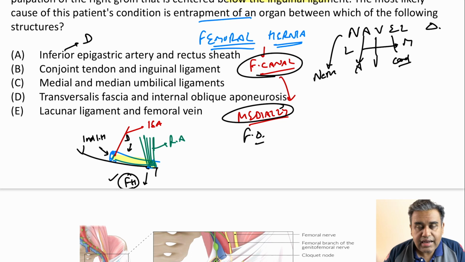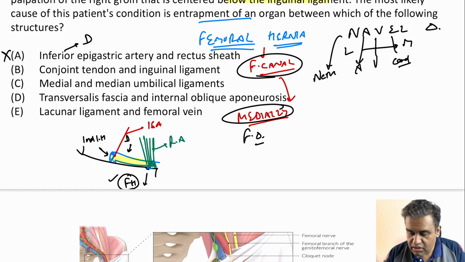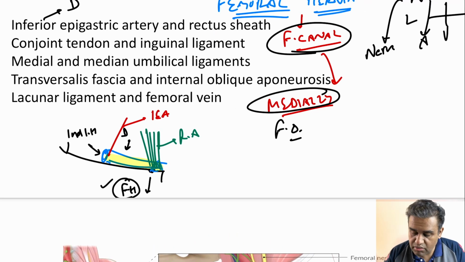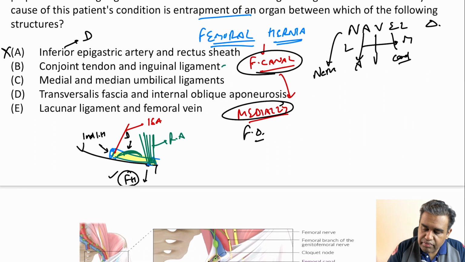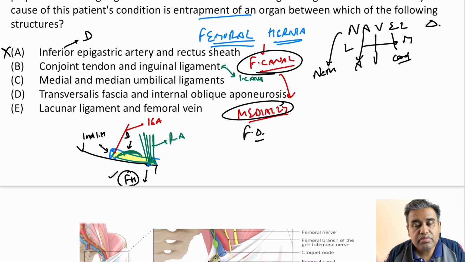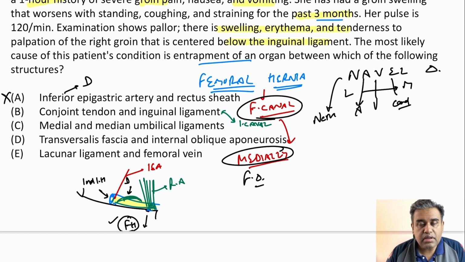Option B is conjoined tendon and inguinal ligament. The conjoined tendon is a mixture of the internal oblique and transversus abdominis, and that forms a roof. So between the conjoined tendon and the inguinal ligament, we have the inguinal canal. This is the region where the hernia would be coming if it is an indirect inguinal hernia.